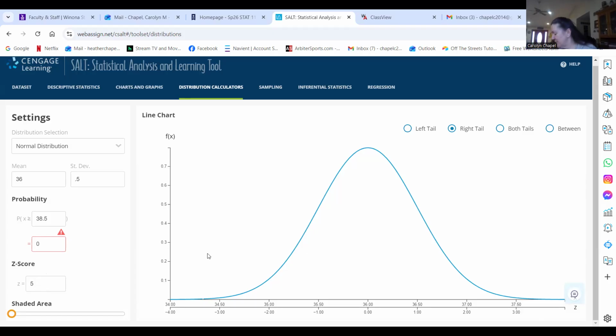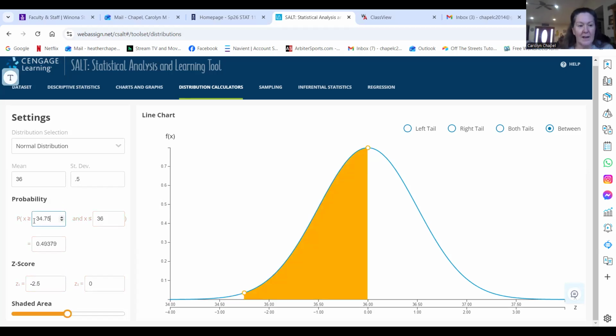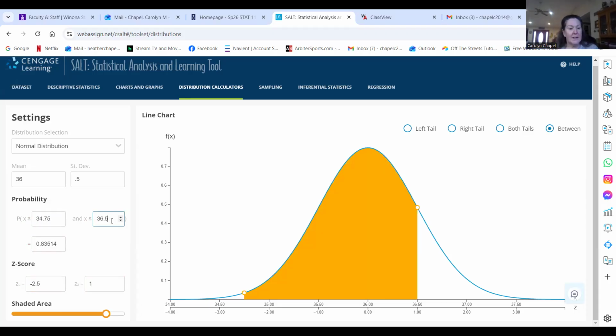The second question we had pertaining to these same values is a between question. We are going between 34.75 and 36.5. So I look at my pictures, 1 standard deviation up and a couple standard deviations down, so negative 2.5 and 1. And we do get a value here of 0.83514.